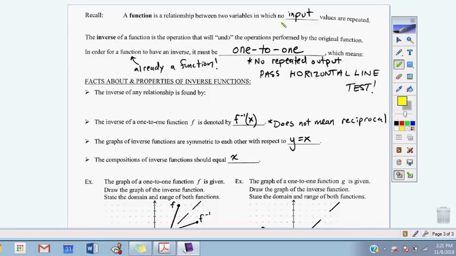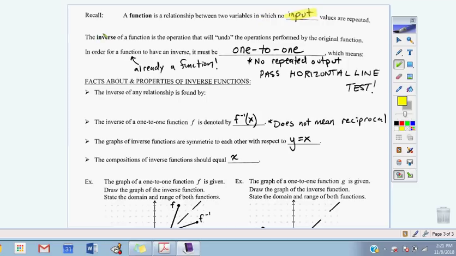A little bit more filled out in here, but I'm going to lead you through this. Recall that a function is a relationship between two variables in which no input values are repeated. So basically, it passes the vertical line test. We've known this for a long time.